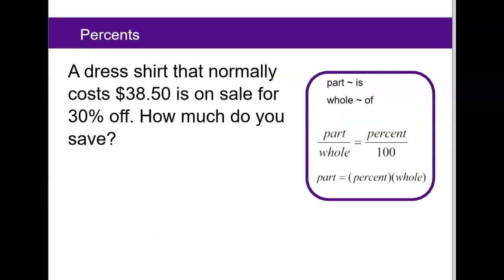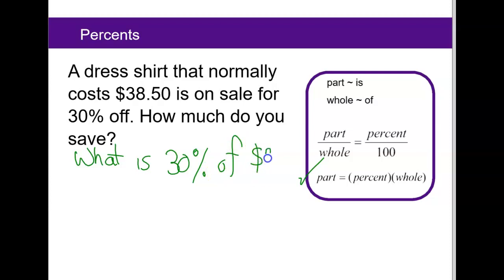So here's an example of a problem. A dress shirt that normally costs $38.50 is on sale for 30% off. How much do you save? For this one, I'll do the equation. So I'll show you how we can do this with the equation. So really what this question is asking is, what is 30% of $38.50, right? That's the original cost of the shirt, and you know you're going to save 30% off.